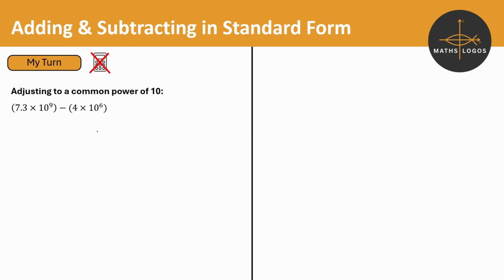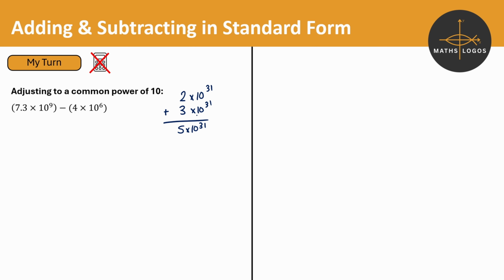So the other way that we can add and subtract numbers in standard form is by adjusting to a common power of 10. And what I mean by that is, let's say we had 2 multiplied by 10 to the power of 31. So not really a number where we want to write that out. And we were adding on 3 multiplied by 10 to the power of 31. We can do 2 add 3 to give us 5. My answer is 5 times 10 to the 31.